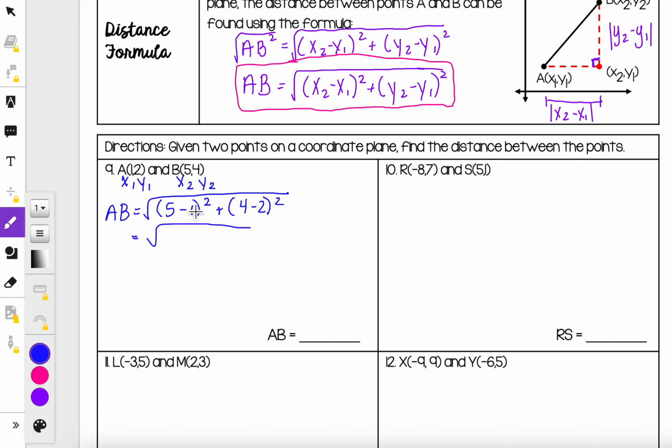Now to simplify this, I'm going to do what's in my parentheses first. So 5 minus 1 is 4 squared. 4 minus 2 is 2 squared. Then I'm going to do my exponents. 4 squared is 16. 2 squared is 4. Add my two numbers together, and I have the square root of 20. Now you can either plug this into your calculator and get a decimal, or if you know how to simplify radicals, when I simplify my radical, this is going to be 2 root 5. If you just plug it into your calculator and get a decimal answer, it's going to be 4.47.